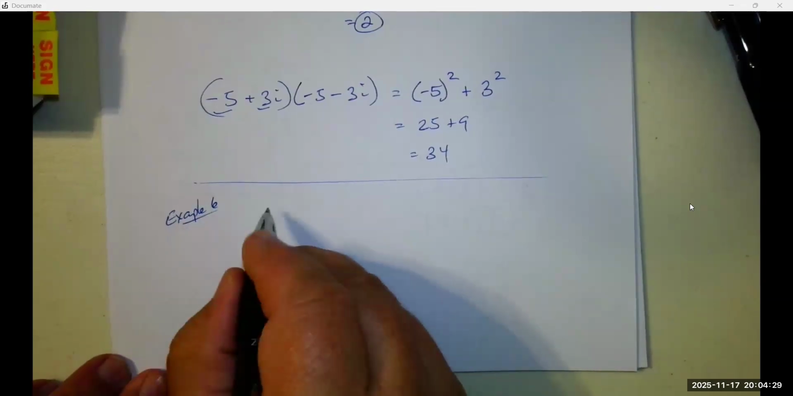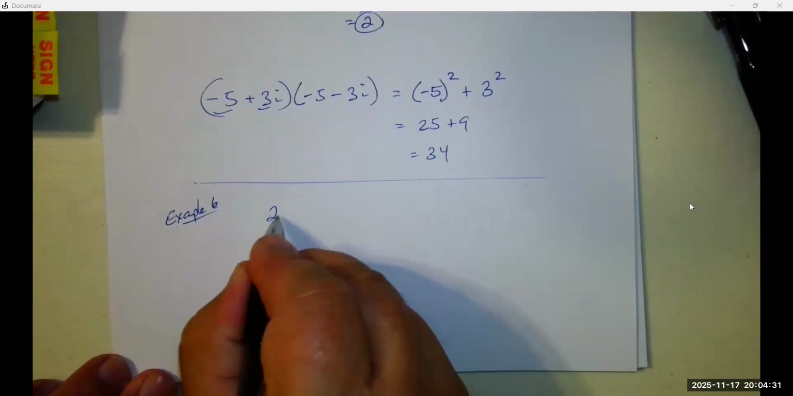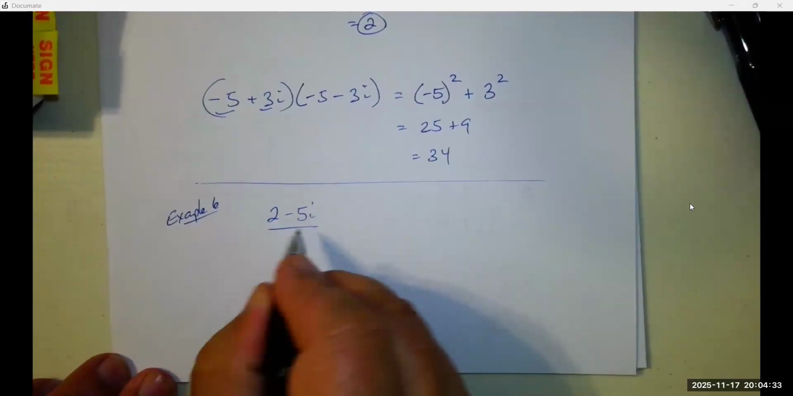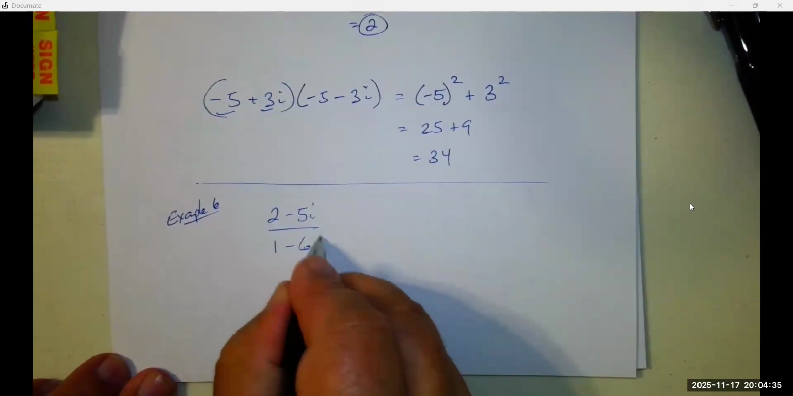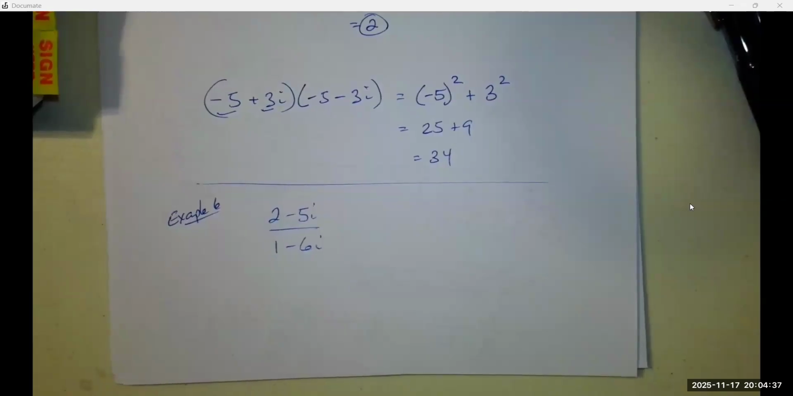So here's this one. 2 minus 5i divided by 1 minus 6i. We'll finish this one and then we'll call it a day so you guys can watch the Cowboy game.